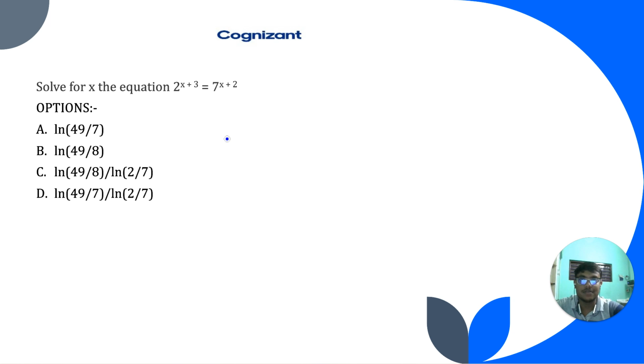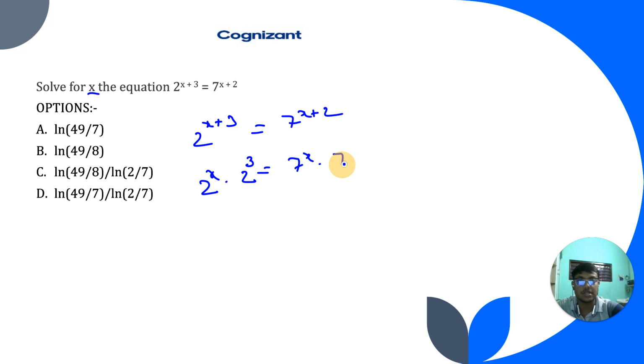I hope you all have tried to solve it by yourself. Next, let's do it together. Solve for x. The equation given is 2 to the power x plus 3 equal to 7 to the power x plus 2. Now we can write it as 2 to the power x into 2 to the power 3 equal to 7 to the power x into 7 to the power 2. We'll break it down.